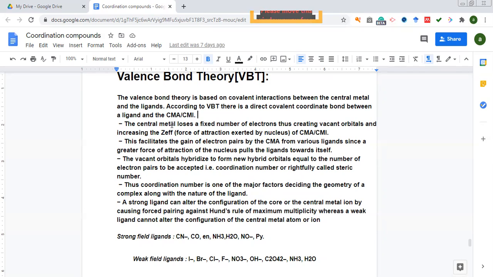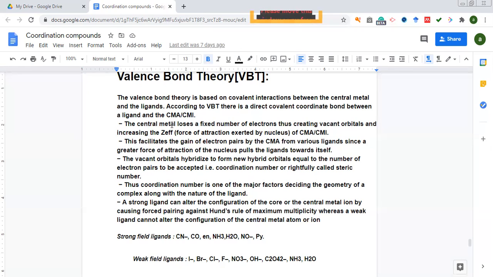The number of vacant orbitals always equals the number of lone pairs of electrons accepted, or in other words, the coordination number. Suppose the coordination number of a compound is 4. That means the central metal atom or ion will take up 4 lone pairs of electrons from the ligand, so it needs to provide 4 vacant orbitals. Next, if the coordination number is 6, then the central metal atom or ion will take up 6 lone pairs from the ligand, so it needs to provide 6 vacant orbitals.